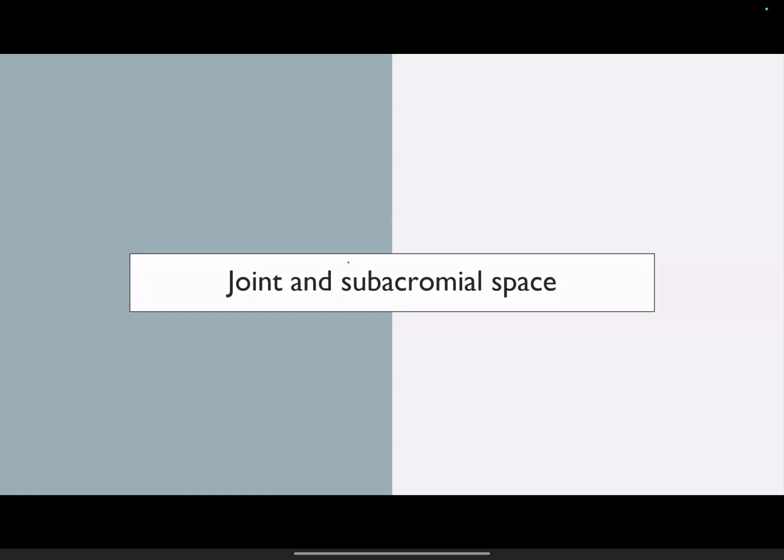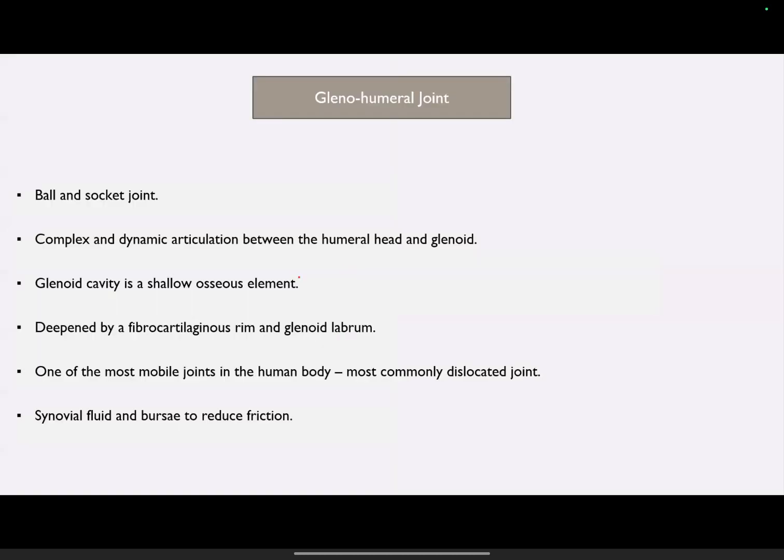So next we'll discuss the joint and subacromial space. The glenohumeral joint is a ball and socket joint, and it has a complex dynamic articulation between the humeral head and glenoid. The glenoid is a very small cavity compared to the humeral head, which is deepened by the fibrocartilaginous rim or glenoid labrum, and it's the most mobile joint in the human body. That's why it's also the most commonly dislocated joint.